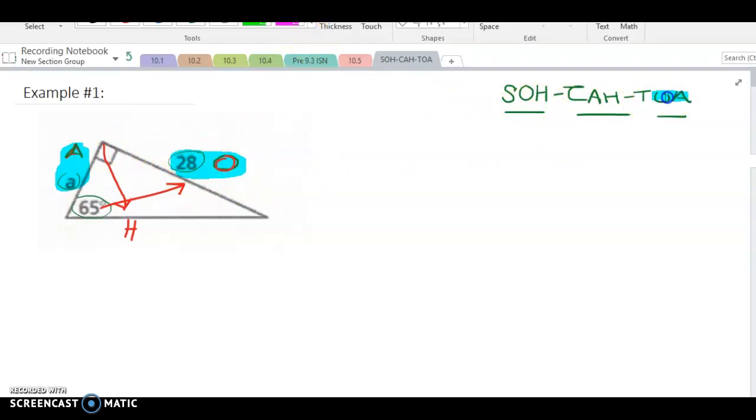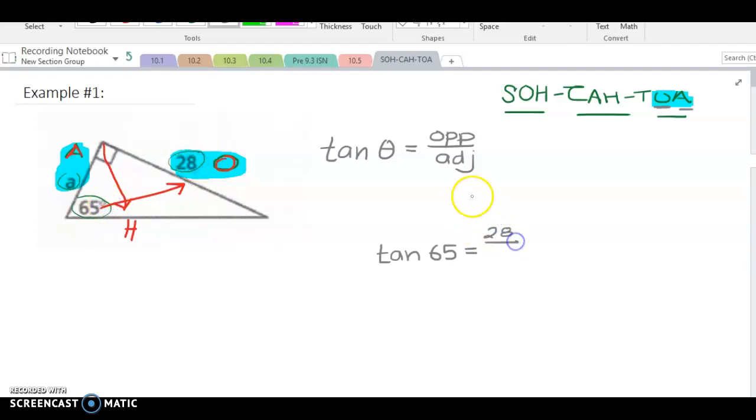Notice tangent has opposite and adjacent. So I can say that the tangent of any angle, I'm just going to call it theta, equals opposite over adjacent. If I look down here, the angle that I know is 65, so I can say tangent of 65 equals my opposite, 28, over my adjacent, which is A. This is where I'm going to stop today. We're going to set them up today, and we are going to solve tomorrow. So as of right now, this is what we want.